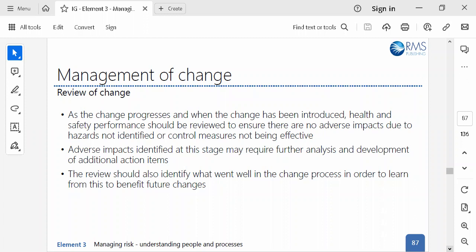The review should also identify what went well in the change process in order to learn from the benefits for future changes. So review is very important. During the review, we will understand whether we are on the correct track, or whether we have lapsed from the plan or from the correct track. So we need to review the change.